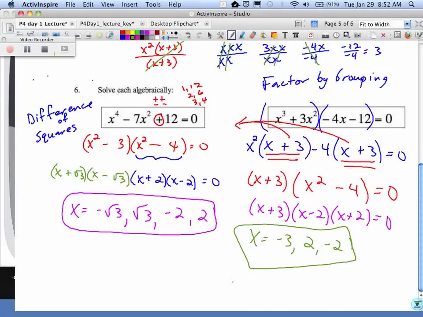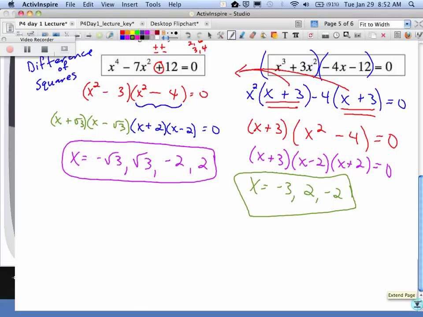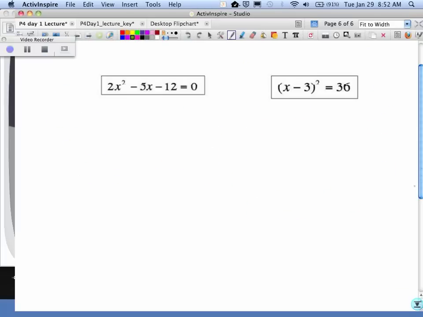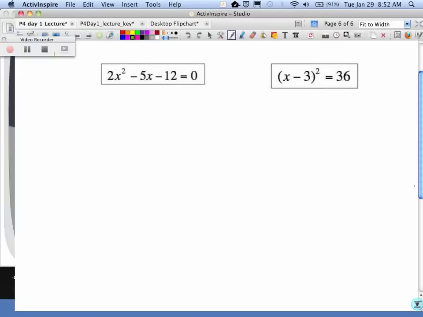Last two. I'm going to pause it for a second to give you some time to work on this quadratic. The thing that makes it more difficult is this leading coefficient. Because it's not 1, you have some work to do. So I'm going to pause it. You work on it for about a minute.